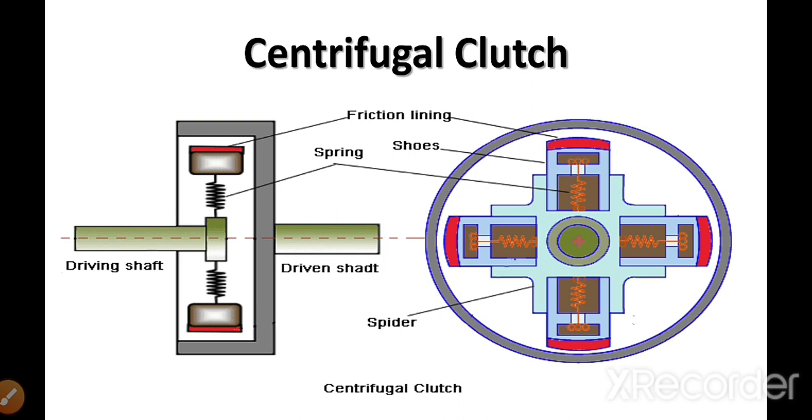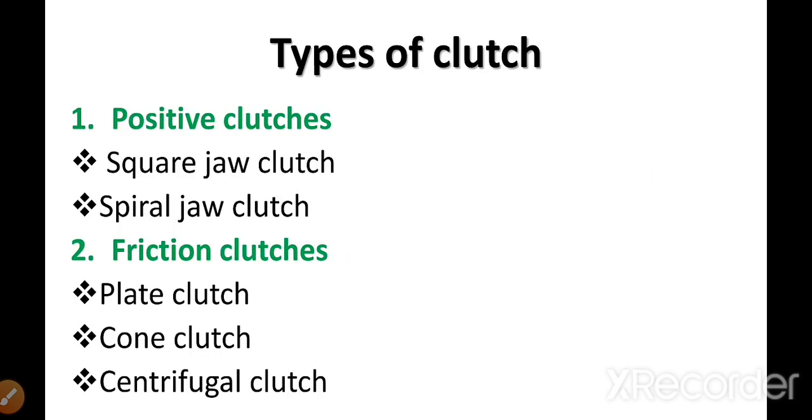Here in this figure you can see a simple schematic of a centrifugal clutch. This is the front view and this is the side view, showing how it looks from the side. Again, there are two shafts, the driving shaft and the driven shaft. You can see the driven shaft is in the form of a pulley. A pulley rim is mounted over and rigidly fixed to the driven shaft.